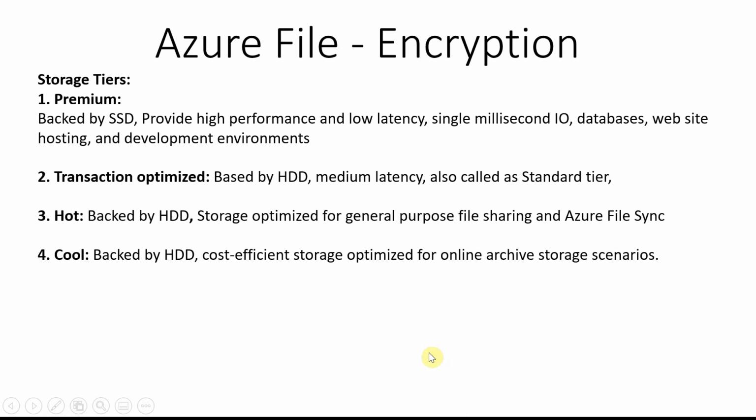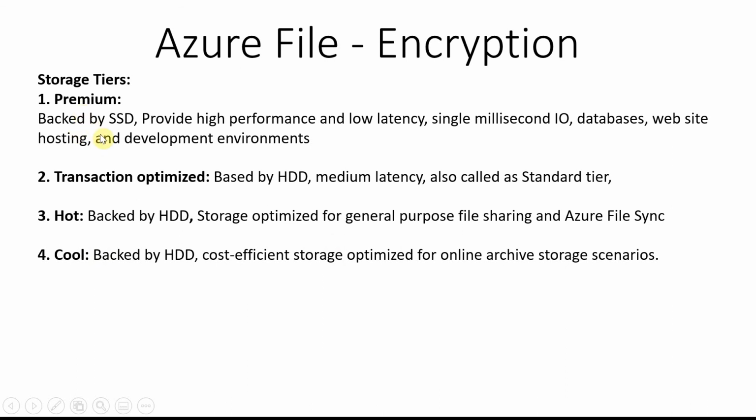The heading of this slide is storage types. In Azure Files there are four storage types available. The storage types I'm talking about in files, with further categorization, are premium, transaction optimized, hot, and cool. So these are the four storage tiers inside Azure Files.